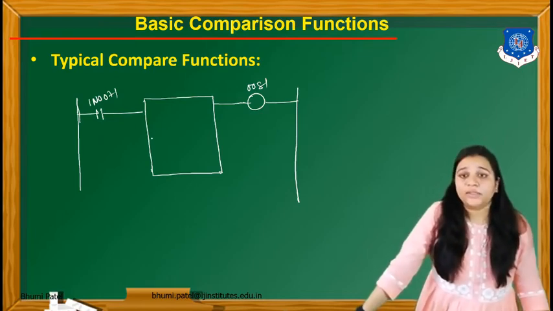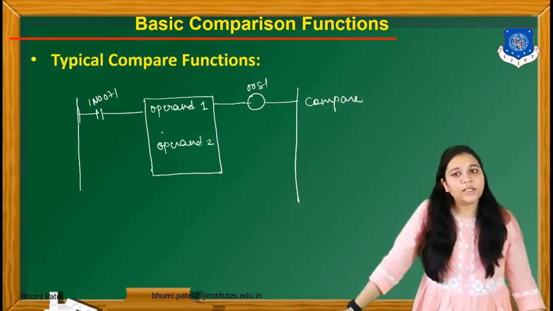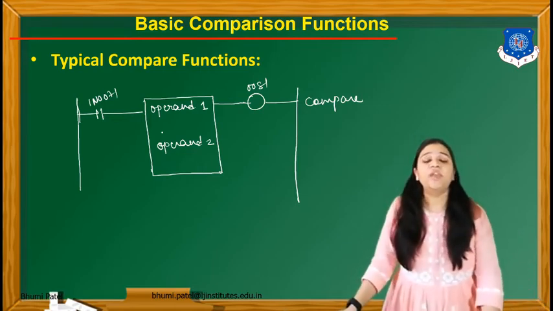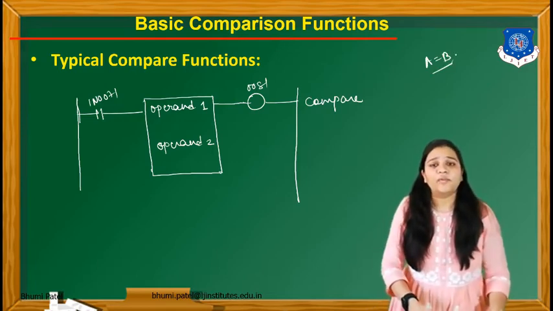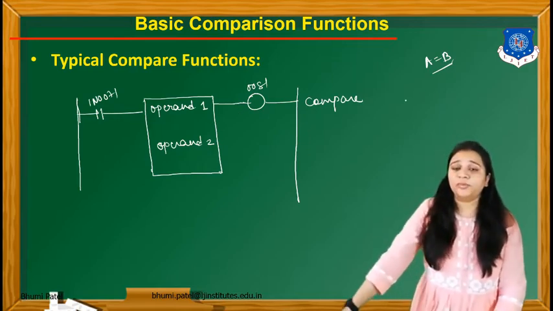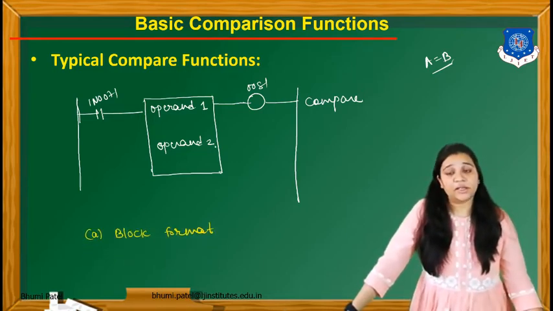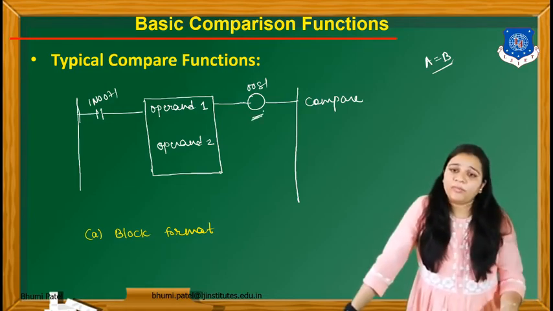Now the main difference is what should be in the block format. Whenever we draw the PLC diagram using the compare function, we take only two operands, operand 1 and operand 2. If we have to compare A equal to B, we have only two variables. So we take the value of A in operand 1, the value of B in operand 2, and apply the compare or equal function. If they are equal, the output will be true, otherwise the output will be false.